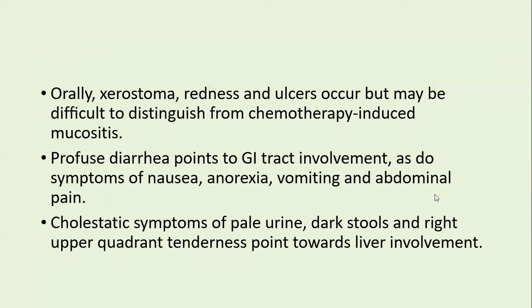Orally, xerostomia, redness, and ulceration occur, but it is difficult to distinguish this feature from chemotherapy-induced mucositis. Then there may be profuse diarrhea that points to GI involvement, as do the symptoms of nausea, anorexia, vomiting, and abdominal pain. The cholestatic symptoms include pale urine, dark stool, and right upper quadrant tenderness pointing towards liver involvement.